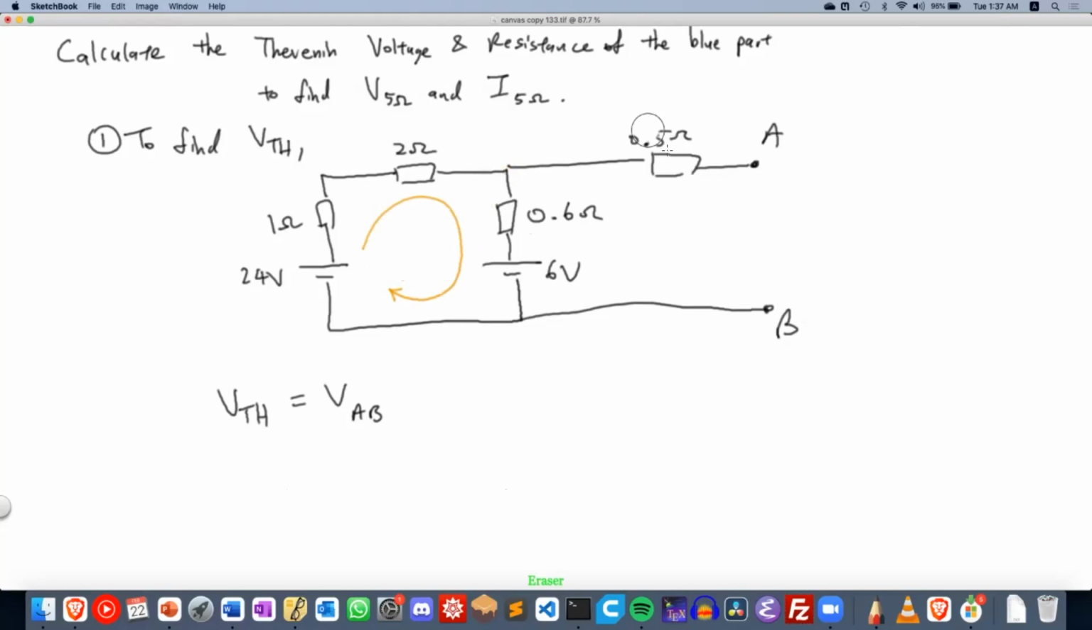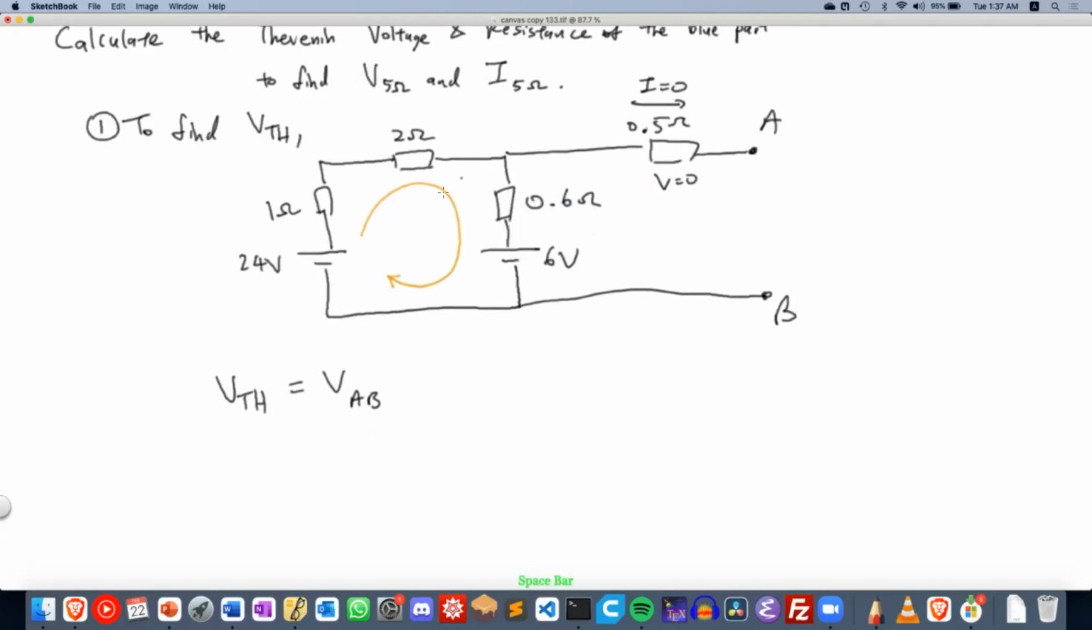We realize that the 0.5 ohm resistor is not relevant because it's basically not connected. We can actually remove the 0.5 ohm resistor because zero current flows through it. So the current flowing through the 0.5 ohm resistor is 0, and the voltage across it is also 0. So we're just restricted to this loop.